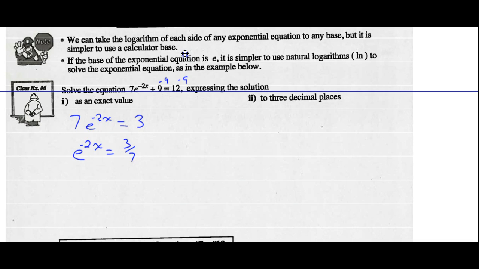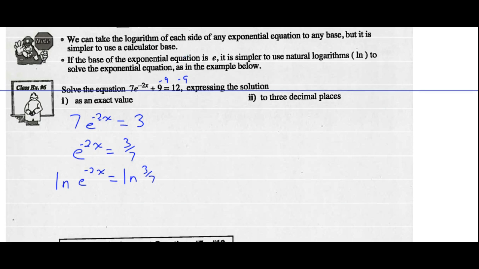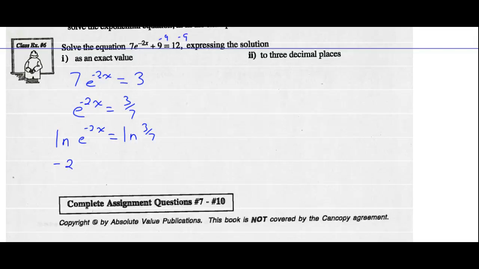And the rule now says I could take the common log of both sides, but let's take the natural log of both sides. The natural log of e to the exponent negative 2x would equal the natural log of 3/7. So we know that the natural log of e is 1, so my rule for logarithms tells me the natural log of e to the exponent negative 2x is just negative 2x. That should equal the natural log of 3/7. So if I want to solve for x, I'm going to divide both sides by negative 2. So natural log of 3/7 divided by negative 2.